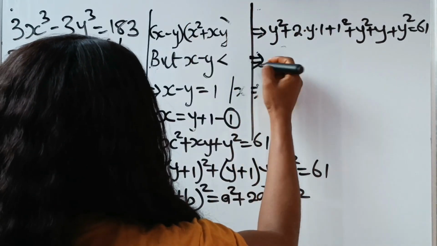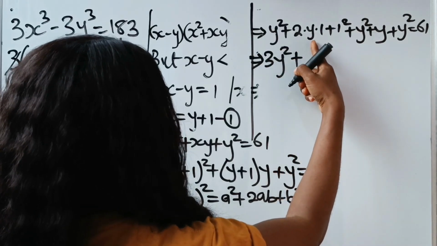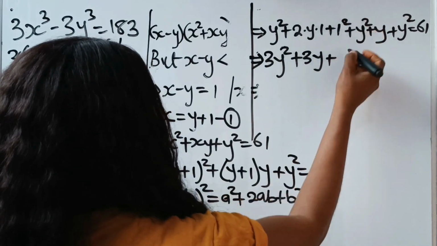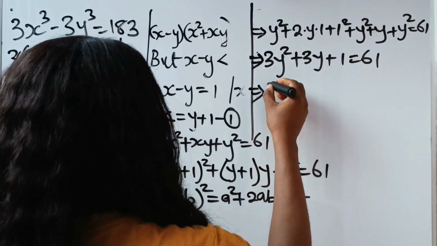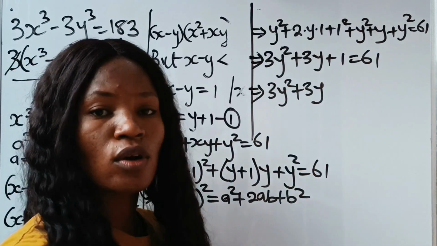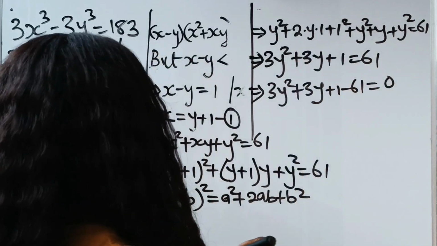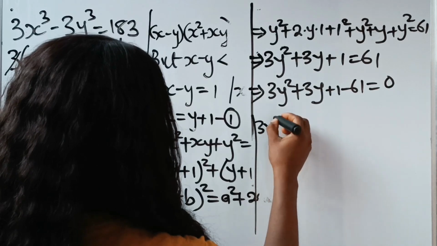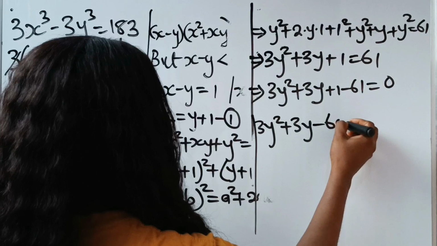Okay, so we have what? y squared plus y squared plus y squared will give us 3y squared, plus 2y plus y will give us plus 3y, plus I forgot this plus 1 squared, which is just 1, right, is equal to 61. So this implies that 3y squared plus 3y plus 1, this 61 will cross to become minus 61, right? So we have plus 1 minus 61 is equal to 0.